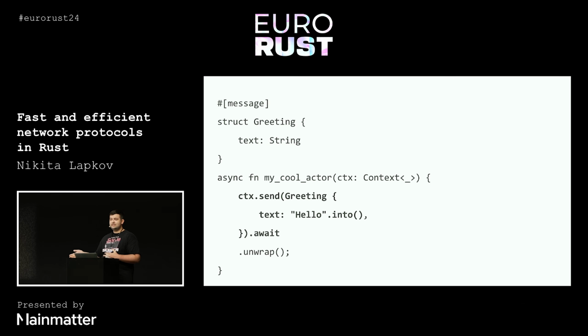So you define an async function that represents your actor, and you can use the context to interact with Elfo in some ways. For example, sending a message. You just construct a greeting message, pass some data to it, and asynchronously send it.